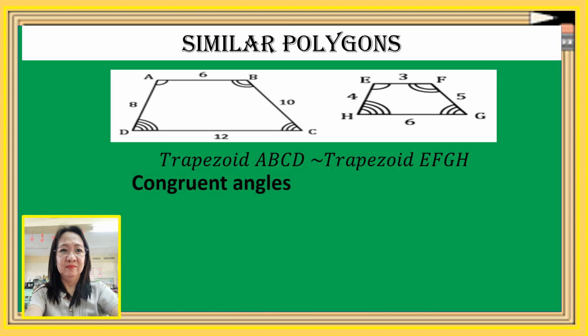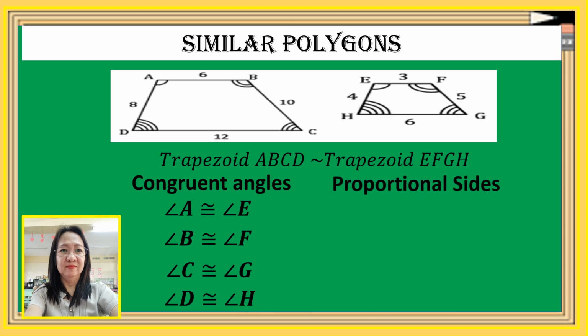So first, we have to look for the congruent angles. Looking for the congruency in symbols, we can say that angle A is congruent to angle E. Angle B is congruent to angle F. Angle C is congruent to angle G, and angle D is congruent to angle H. Now, after checking the congruency of the corresponding angles, we will now check the proportionality of their corresponding sides.